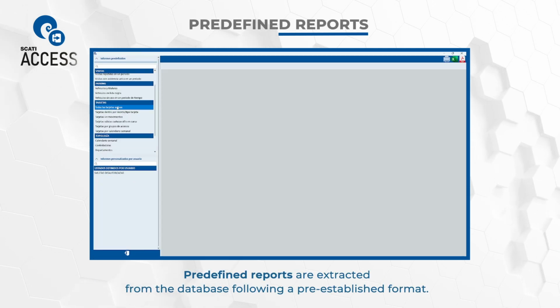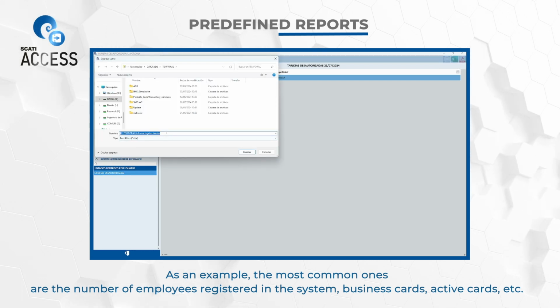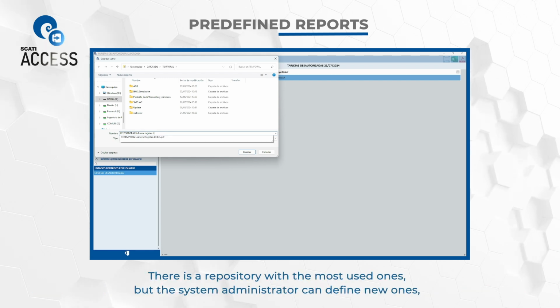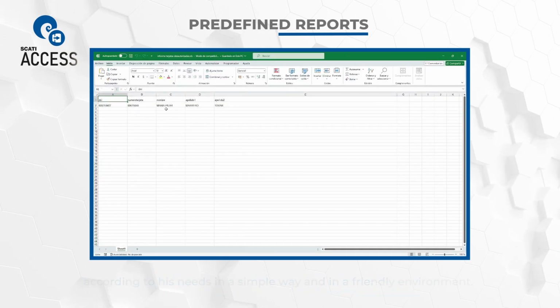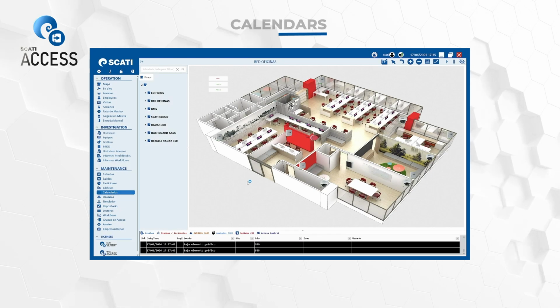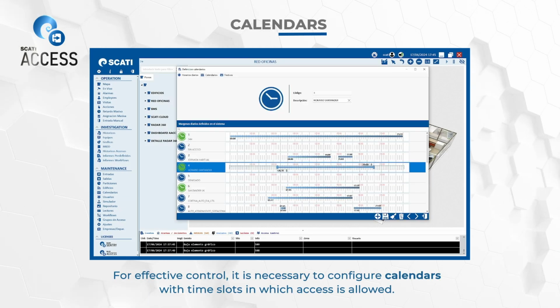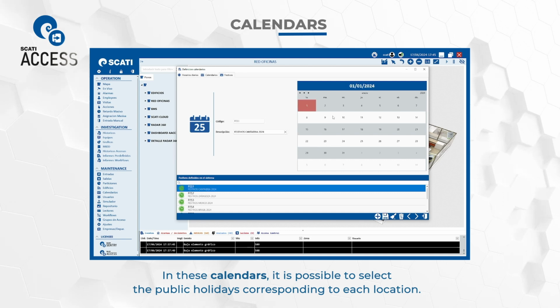Predefined reports are extracted from the database following a pre-established format. As an example, the most common ones are the number of employees registered in the system, business cards, active cards, etc. There is a repository with the most used ones, but the system administrator can define new ones according to his needs in a simple way and in a friendly environment. For effective control, it is necessary to configure calendars with time slots in which access is allowed. In these calendars, it is possible to select the public holidays corresponding to each location.